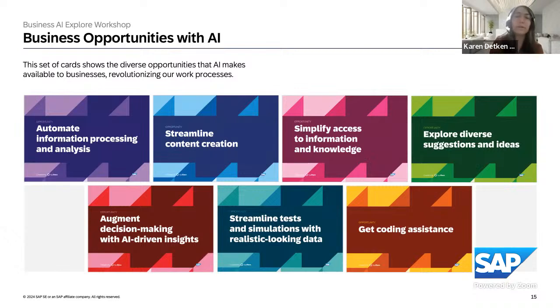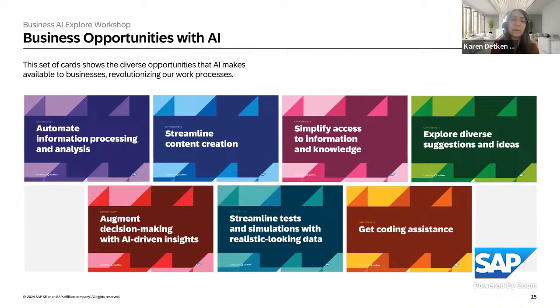So in the first session, that is about 60 minutes, after showing the customers a demo, we send them these cards. These are opportunity cards that we have created. They cluster the different capabilities that artificial intelligence has, and they represent opportunities that artificial intelligence offers to the business based on those capabilities. So, for example, automate information processing and analysis includes all the capabilities related to processing information, like extracting information from documents, translating it, summarizing it, etc.